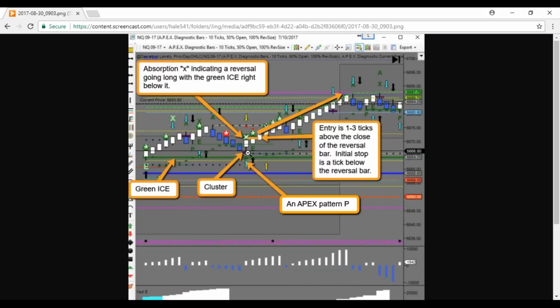Guys, we talk about this over and over again. You don't need to press buttons all day and get a million trades. You want to get the great setups. I think I just went through 7 great things there. Did I not? Chop, ice, apex pattern P, cluster, mini magnet, and X.